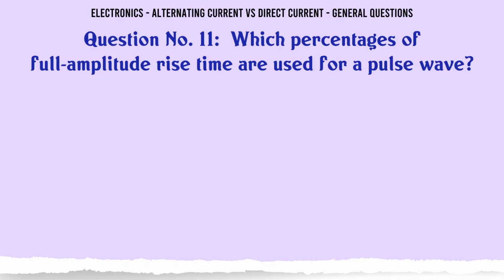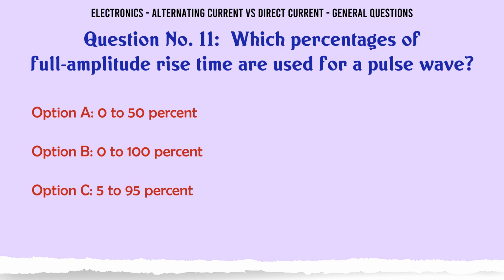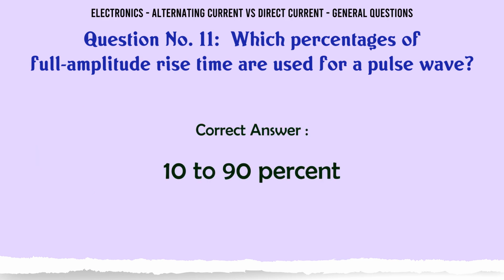Which percentages of full amplitude rise time are used for a pulse wave? A. 0 to 50%. B. 0 to 100%. C. 5 to 95%. D. 10 to 90%. The correct answer is 10 to 90%.